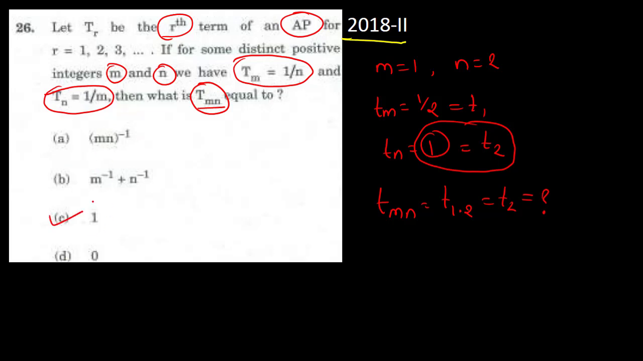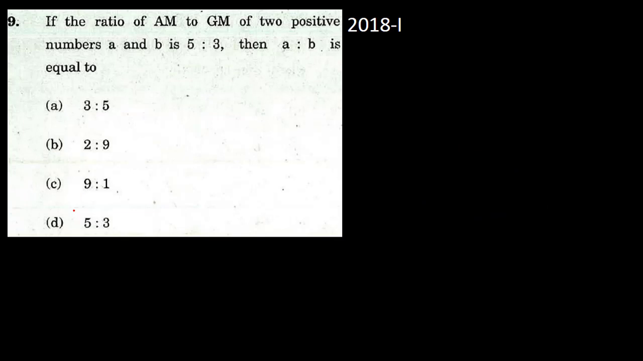ये option है 1. So let's take m is 1, n is 2. So it is nothing but 2 raised to minus 1 is the option, which is wrong. M is it is 1 plus 2 inverse, which is also wrong. ये क्या? Okay, ये 0 तो नहीं है. So what is correct answer? So correct answer is C. No need to use formula. Okay, just use the substitution method.